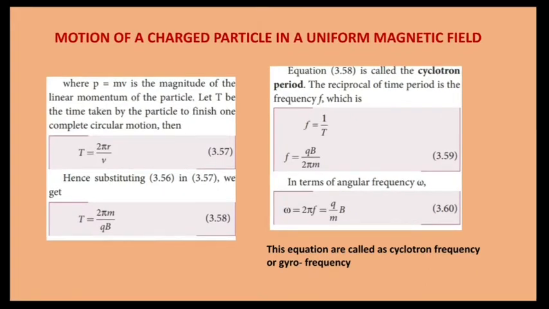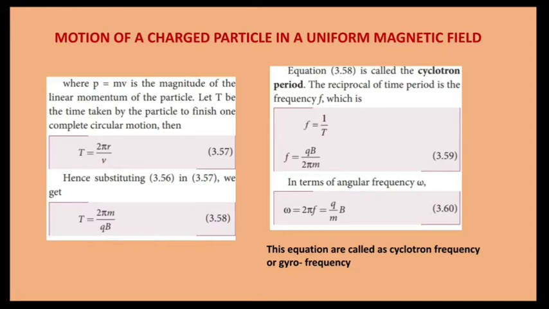Then T, the time taken by the particle to finish one complete circular motion. So the time the charged particle takes to move one complete circle, we calculate. So T is equal to 2πr by v, since it is circular motion, 2πr. So hence substitute the value of r from the above equation, r is equal to mv by qB.